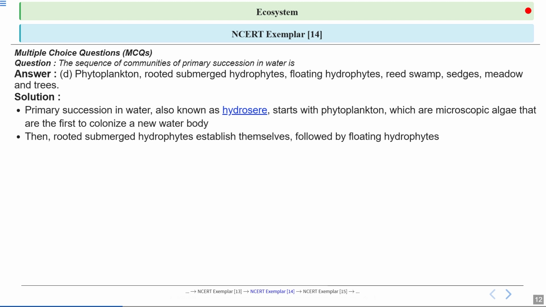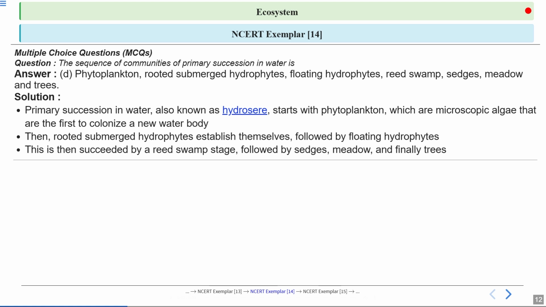Okay, so now the next stage of plants will appear. First comes the submerged hydrophytes, which are rooted plants that live completely underwater. As the water body continues to fill with sediments, the water becomes shallow. This allows floating hydrophytes, which have leaves that float on the surface, to take over.